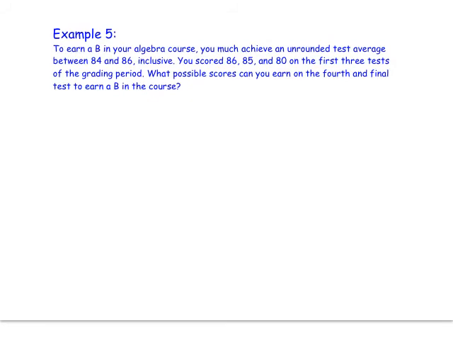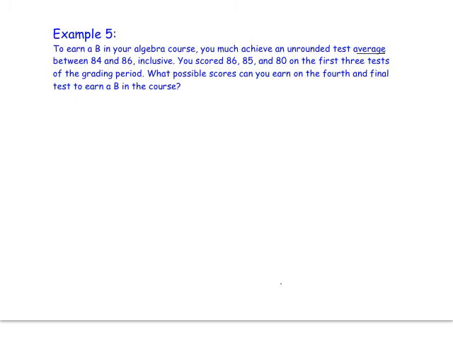This last example, example 5, says to earn a B in your algebra course, you must achieve an unrounded test average between 84 and 86 inclusive. You scored 86, 85, and 80 on the first 3 tests of the grading period. What possible scores can you earn on the 4th and final test to earn a B in the course? And I hope you caught that we're talking about an average. So that means we're going to be adding up and dividing by how many numbers we add up.